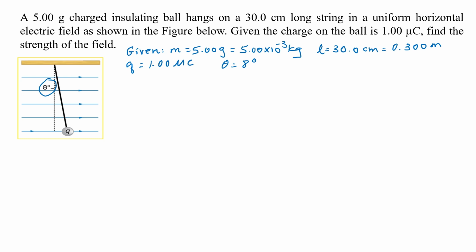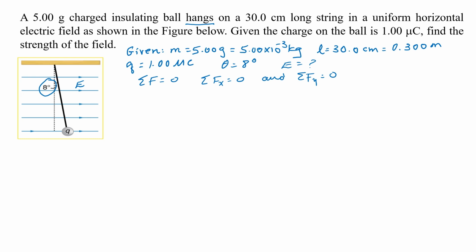Alright, so the ball is hanging, which means it's stationary, and that means the summation of all forces is equal to 0. And what we are required to find is the electric field, the horizontal electric field here. So the summation of all forces must be equal to 0. That means the summation of all forces in the x direction is 0, and also the summation in the y direction is 0, because it hangs, it's not moving, stationary.